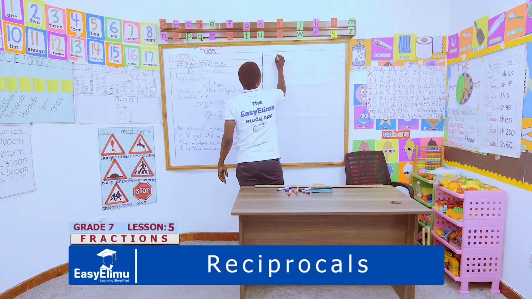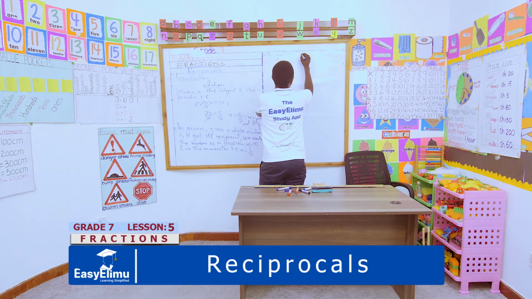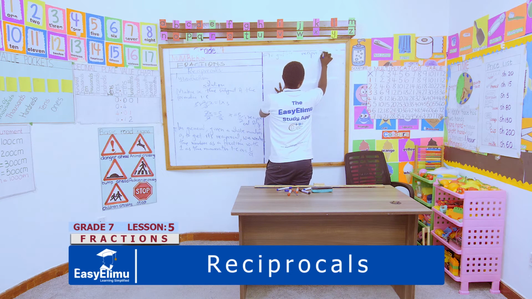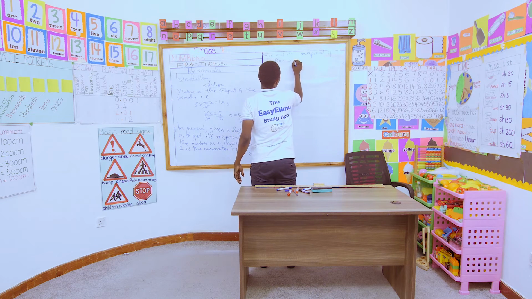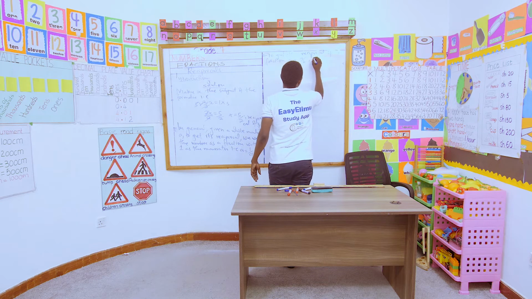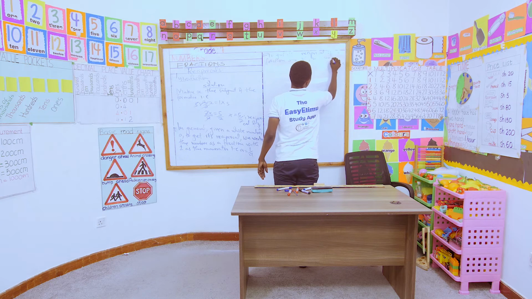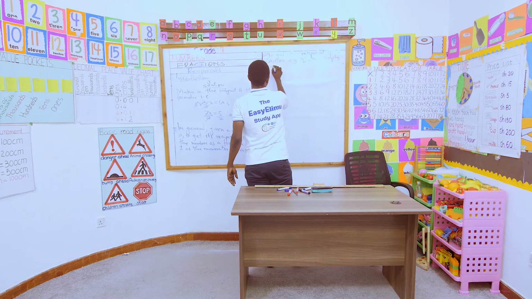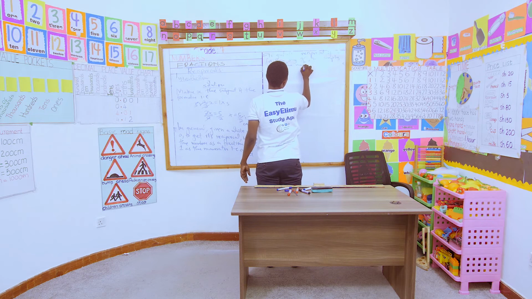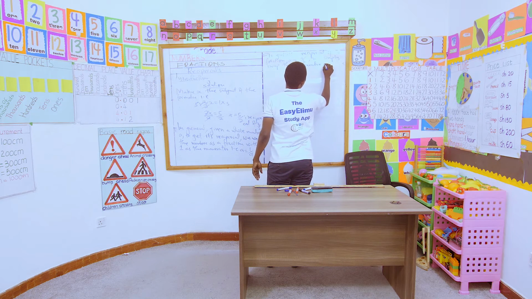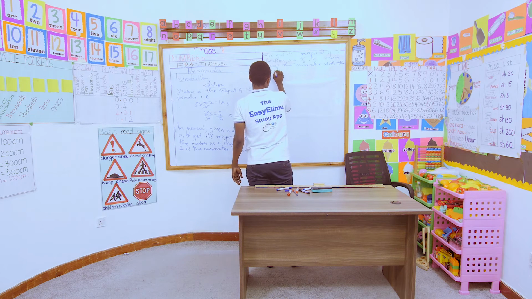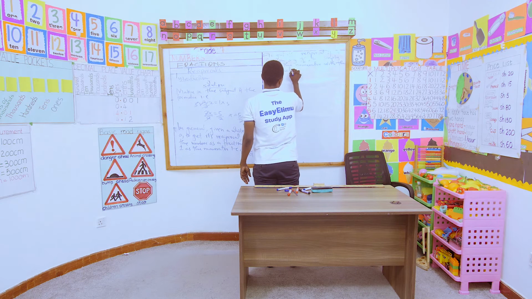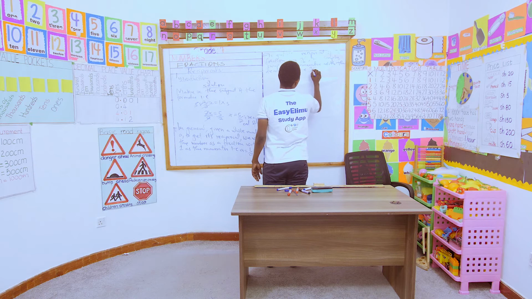To get the reciprocal of a fraction, say A over B, we simply swap the numerator with the denominator. I.e., A over B, its reciprocal will be B over A.